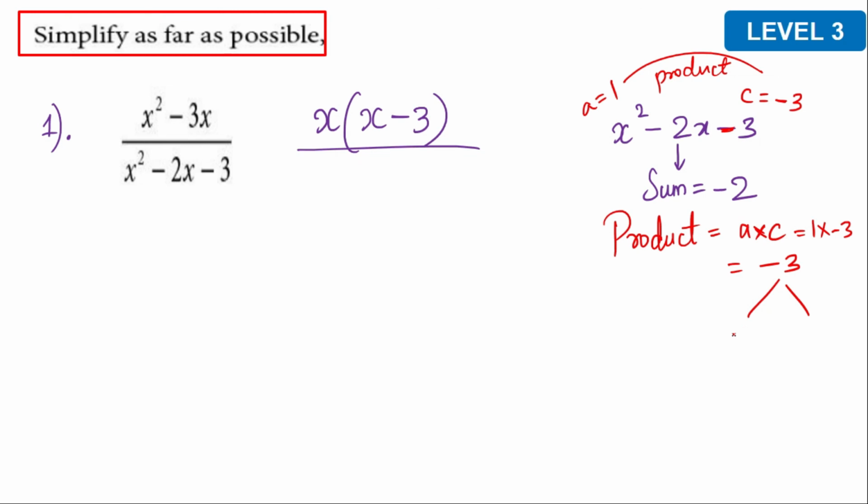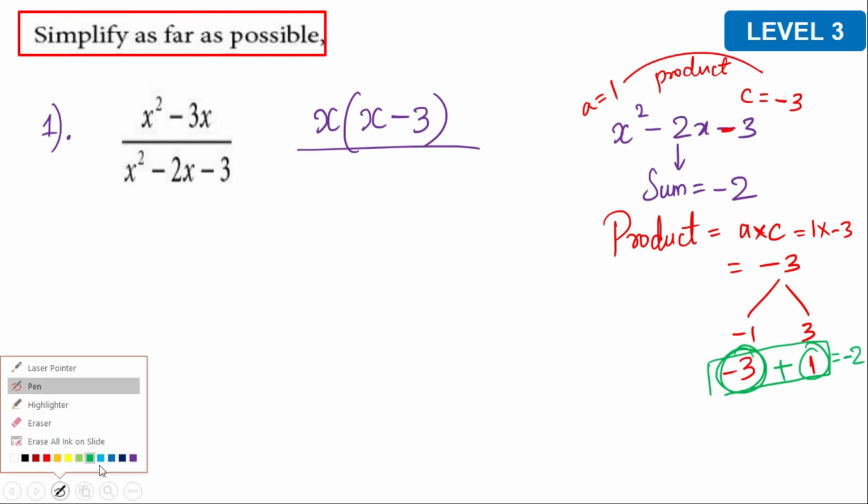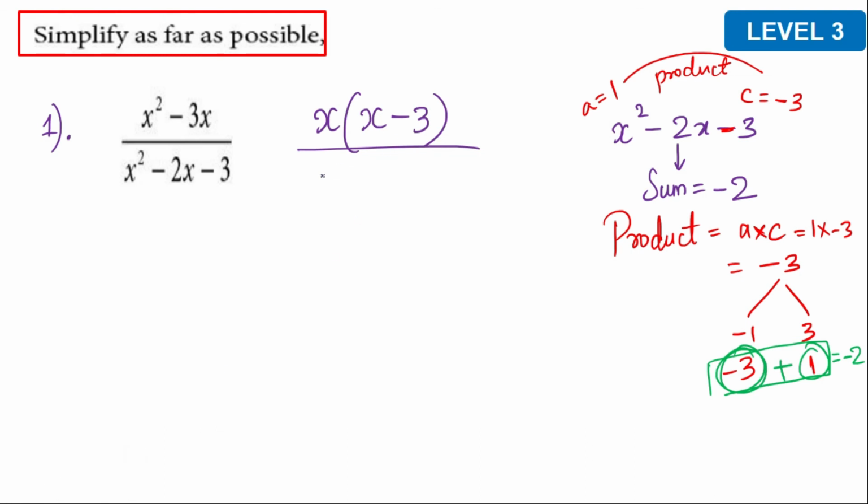Let me list the numbers. I have -1 and 3, and -3 and 1. So the two numbers which are going to give me a sum of -2 will be -3 and 1. My sum here is -2. So factorizing them, I can say it's x minus 3 and x plus 1, as I have got the two terms -3 and 1, which is giving me the product -3 and the sum -2.